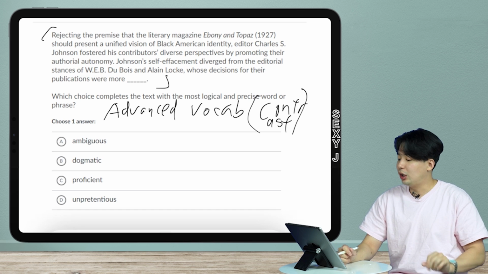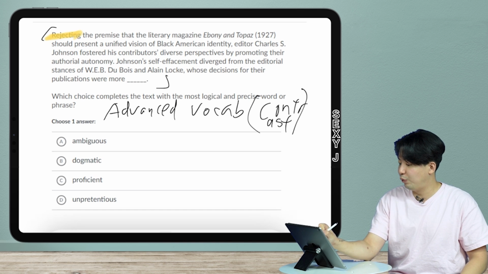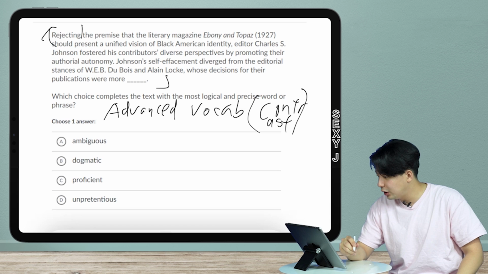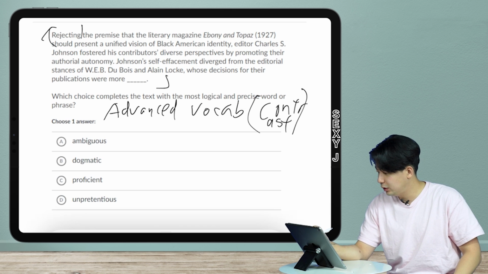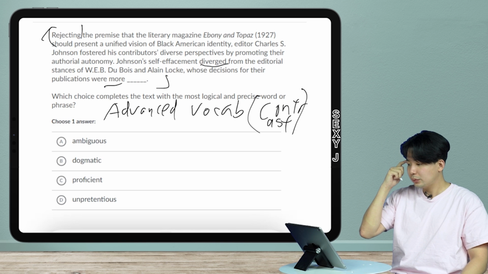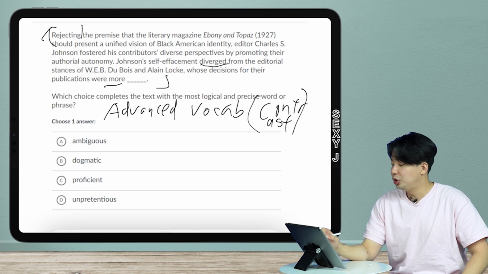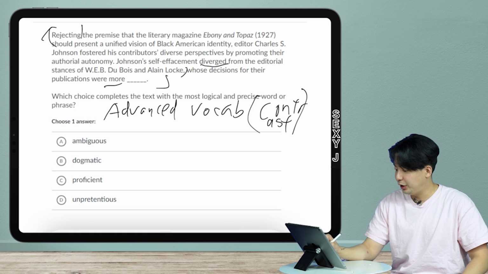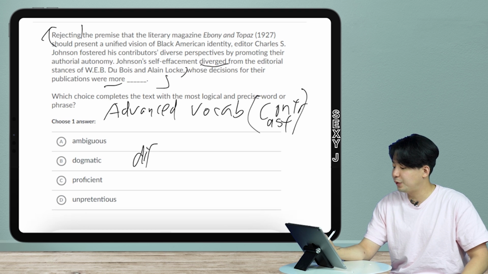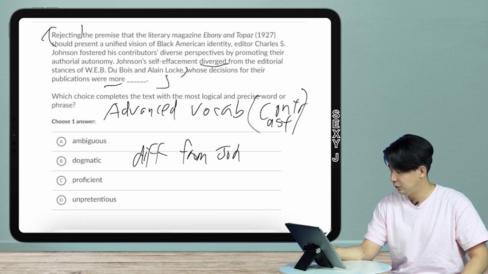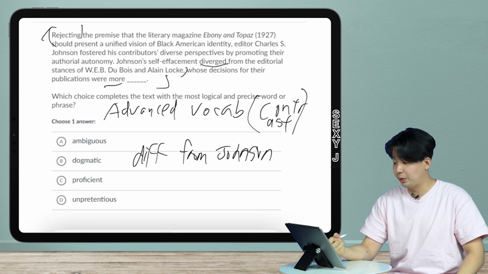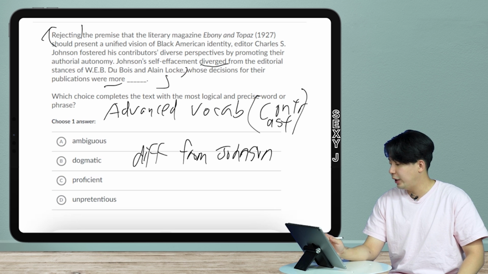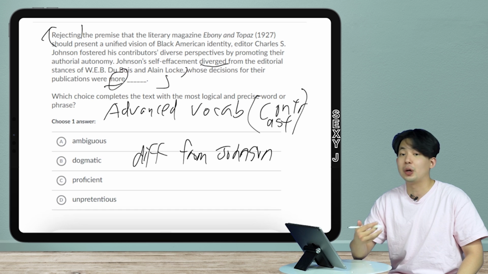Okay, so contrast. Let's highlight some words here that mean contrast. I have rejecting, which is contrast. Ew, that's a terrible highlighter. My bad. Okay, so I'm just going to highlight rejecting. That's a contrast. What else? Diverged. And I have more. Okay? So I'm really concerned about Johnson's self-effacement diverged from these guys. Okay. So then I know that my guys are different from Johnson, because diverge means to go away from, right? Diverge means to go away from. So they are different from Johnson, okay? W.E.B. Du Bois and Alain Locke, whose decisions for their publications were more something else, okay?